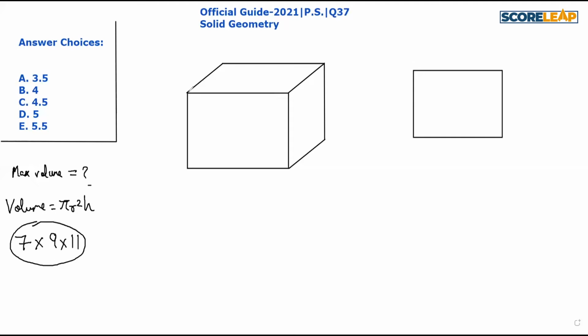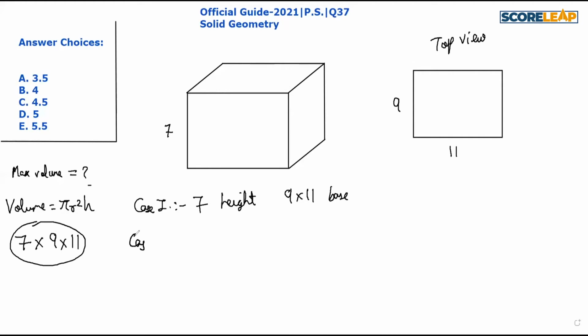So we will be considering these as the inner boundaries of the box, and this is actually the top view of this rectangular solid box. Now let us go case by case. Case 1 is that 7 is the height and 9 into 11 is the base. So this is 11 and this is 9.